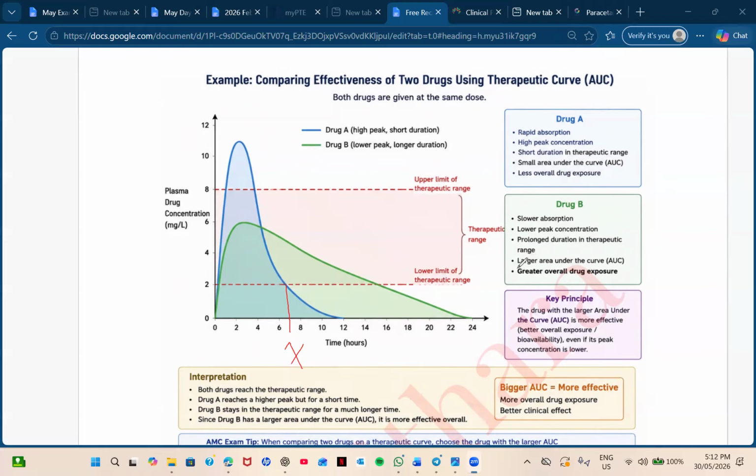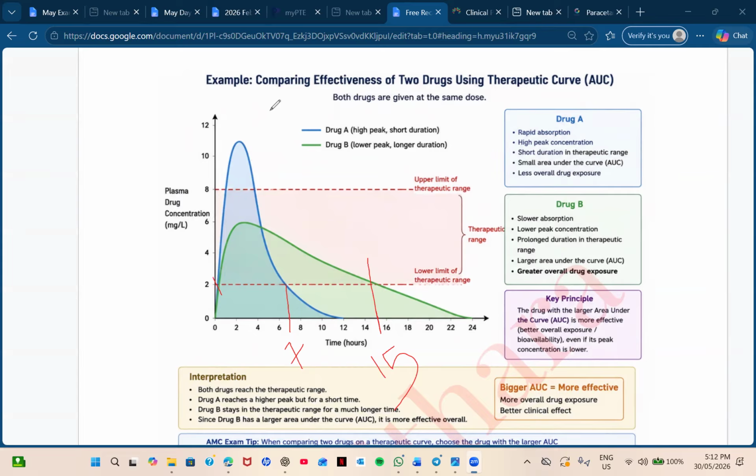Okay, so what about drug B? Slow absorption and lower peak concentration, but prolonged duration in the therapeutic range. How long? From here to here. Drug B is in the therapeutic range for 15 hours. Can you see? Drug A is only 7 hours, right? So what is better? Overall drug exposure is better in which drug? Drug B, right?